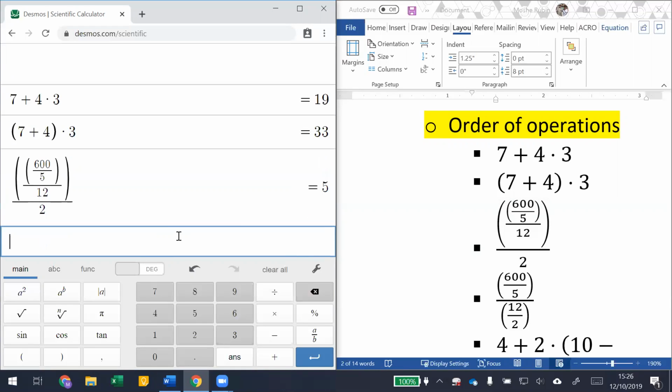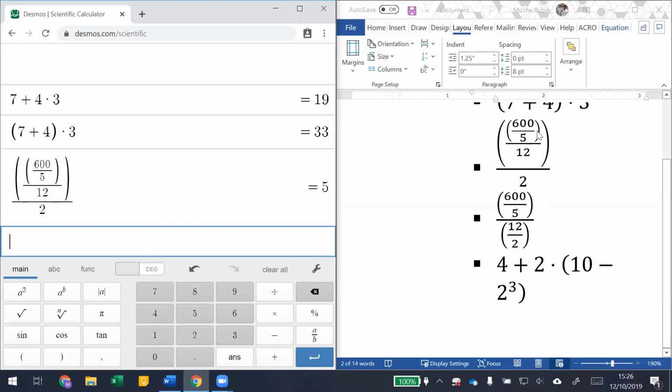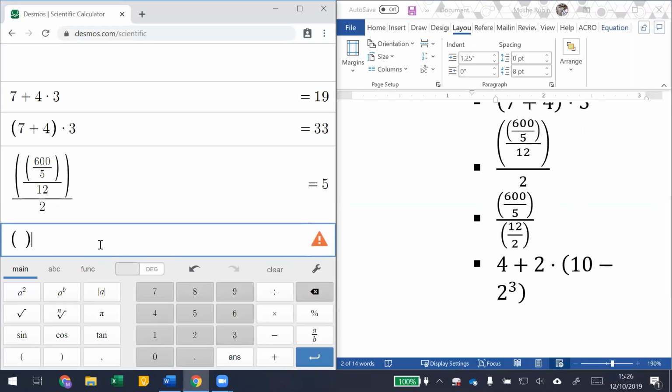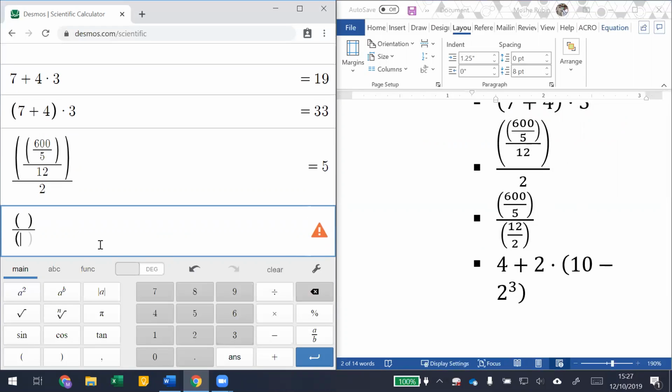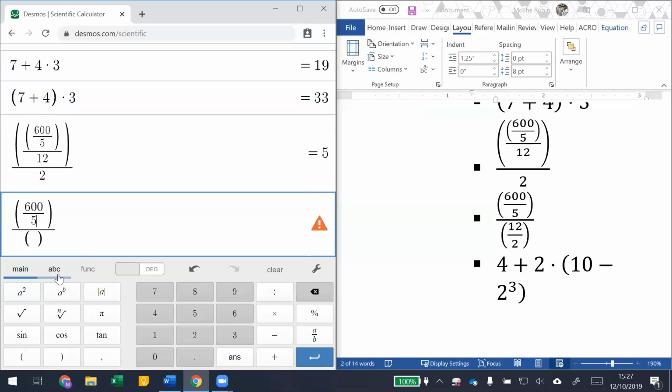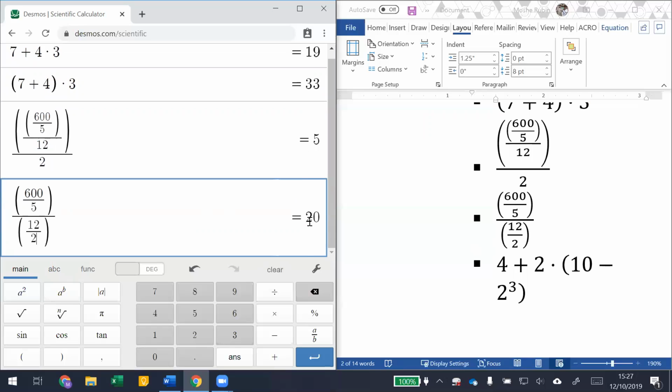So I get 5. But I want to show you that this next one, I have the same numbers in the same order, 600, 5, 12, 2, right? The same kind of fraction stack, but I rearranged my parentheses. I have some fraction divided by some other fraction. So I like to start by writing this, right? I press divided by to get the fraction line, and I have something on top, something on bottom. Up top, I have 600 over 5. On bottom, I have 12 over 2. And I can see I get a completely different answer than before. Right, because the order of operations mattered, and when I gave it parentheses, I told it what order to do everything in.